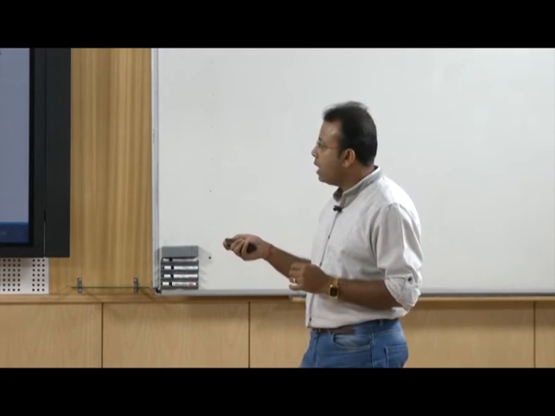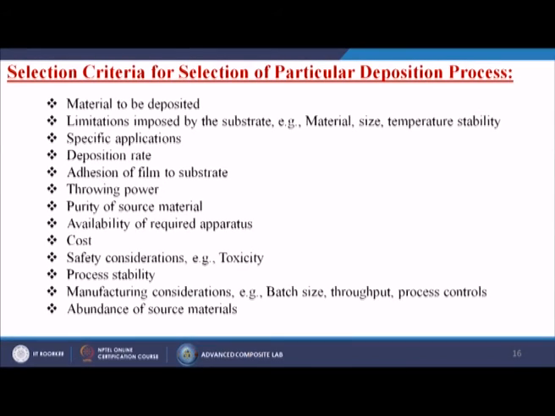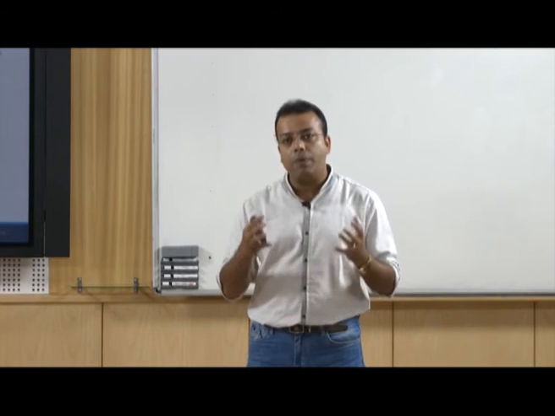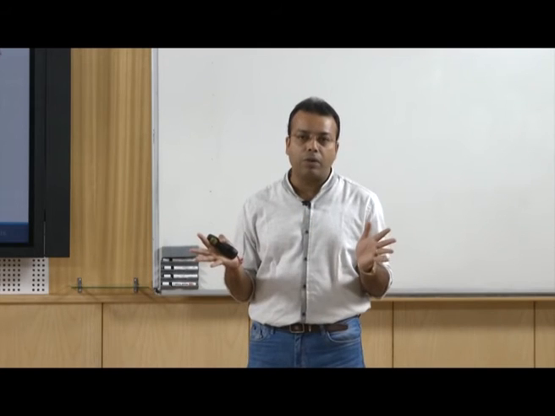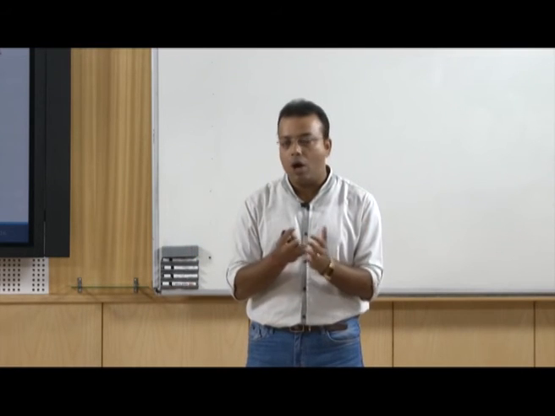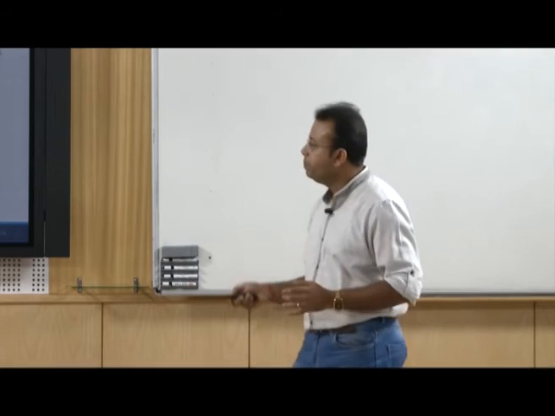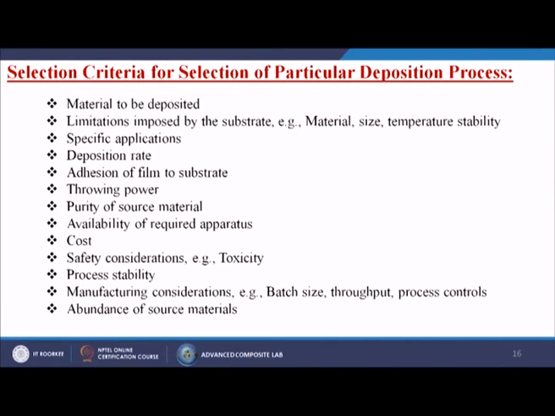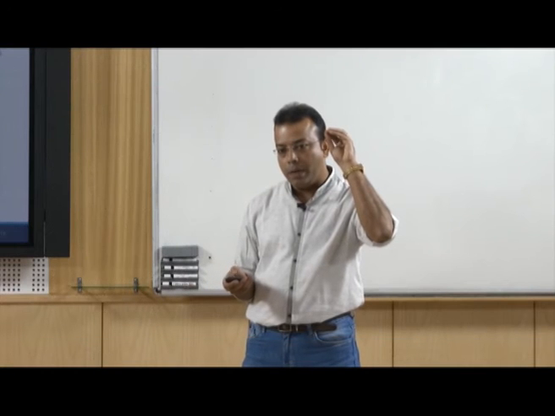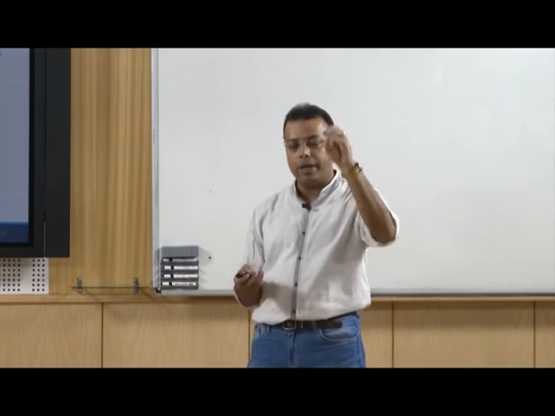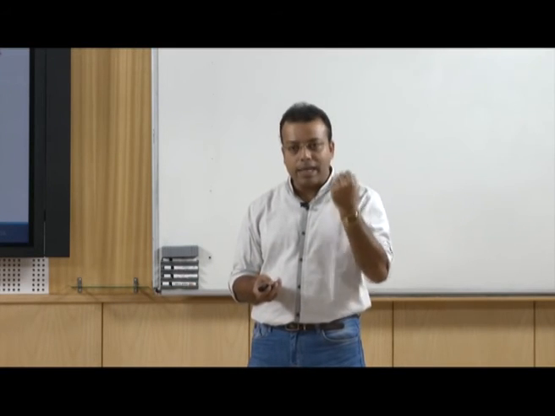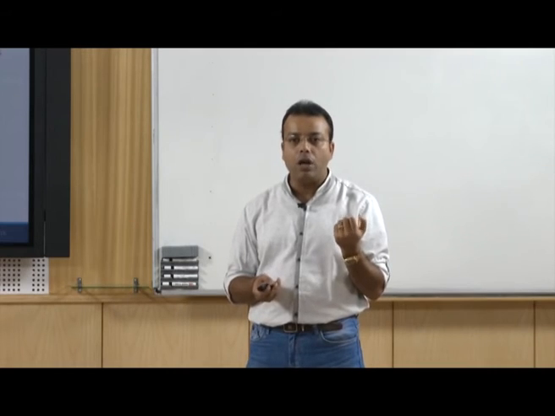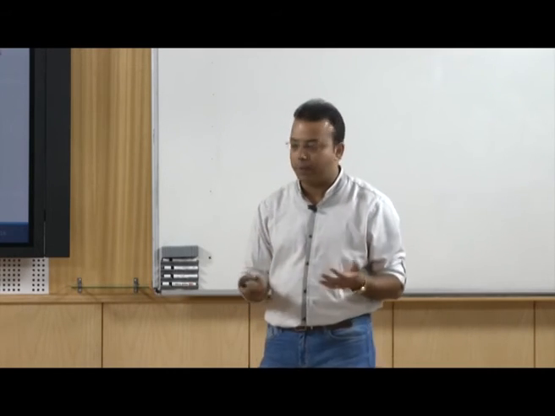Then next one is the deposition rate: how fast I am going to do these coatings, or maybe slow, whether it is in a controllable or an uncontrollable manner, whether it should be homogeneous or heterogeneous. Then adhesion of the film to the substrate, throwing power: how much velocity you are throwing your coating material onto that substrate, whether your substrate can easily accept that capability or not, or it needs something slower or faster.